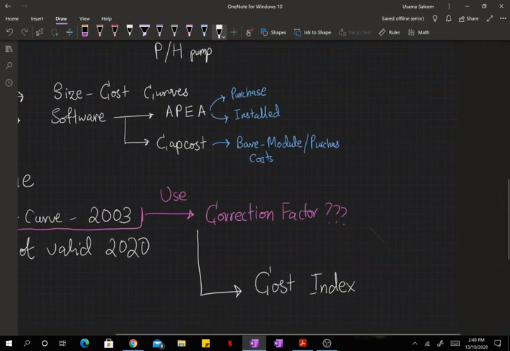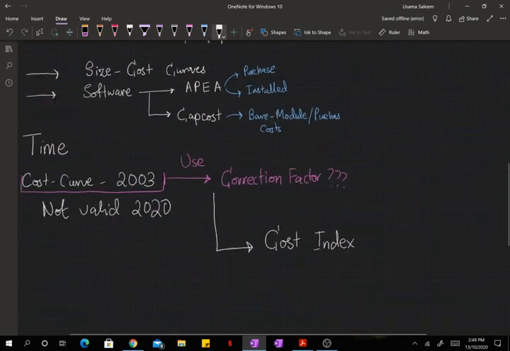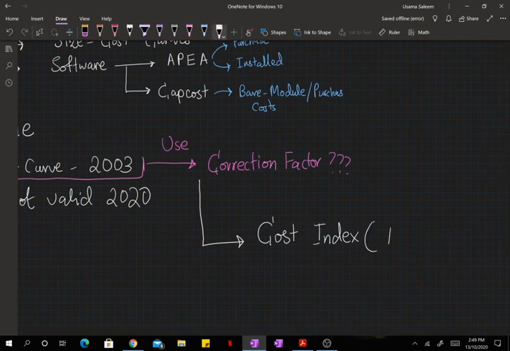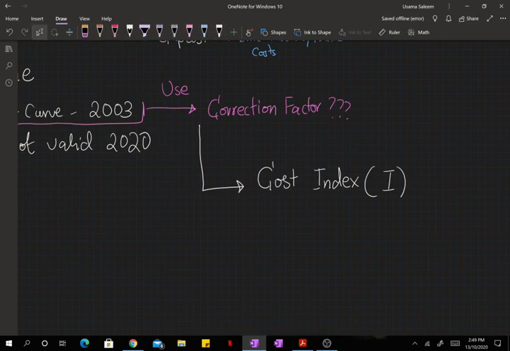Okay, and cost index is usually represented by the letter capital I. So here's how cost index is used. You want to find the cost of a pump in 2020 by reading a cost curve for 2003.